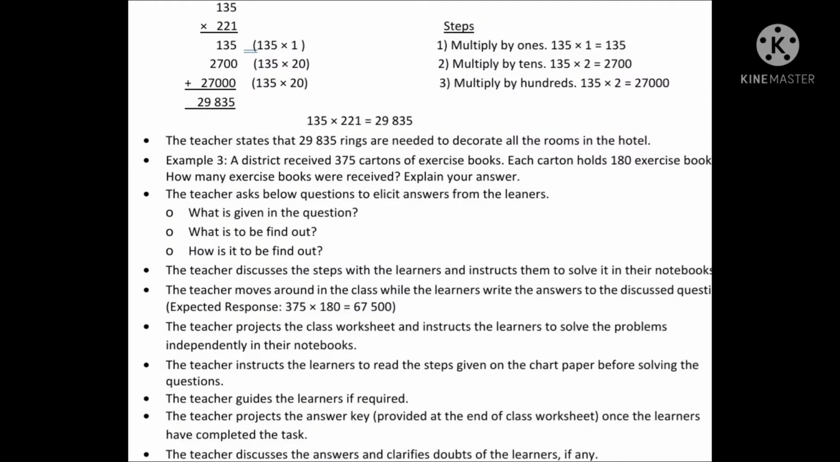The teacher discusses the steps with the learners and instructs them to solve it in the notebooks. The teacher moves around in the class while the learners write the answers to the discussed question. The expected response of the given question will be 375 multiplied by 180 gives us 67,500. Then teacher projects the classwork sheet and students have to solve those sums in the notebooks.